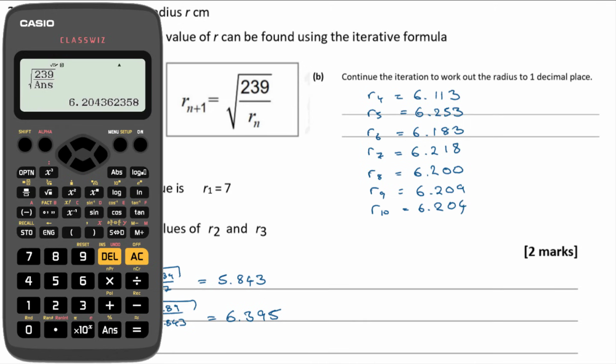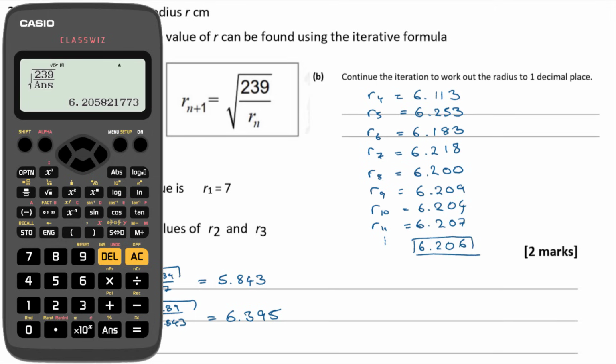And then I've got R11 is 6.207, and then the next one. If I keep pressing it now, can you see it just kind of resolves to 6.2058, just going to round off to 6.206. That's where it kind of settles to.